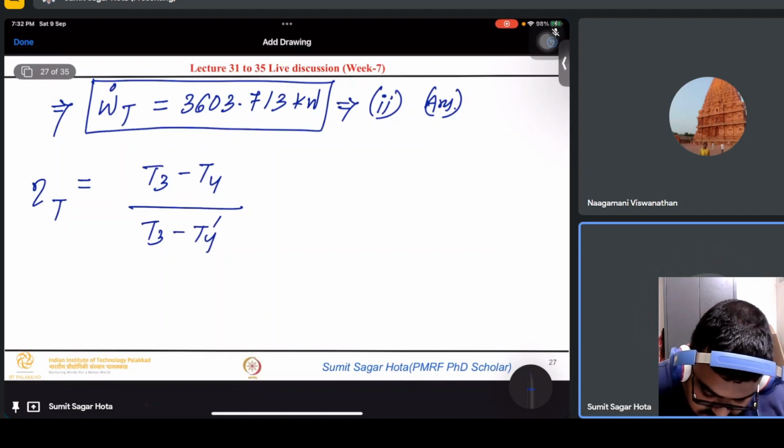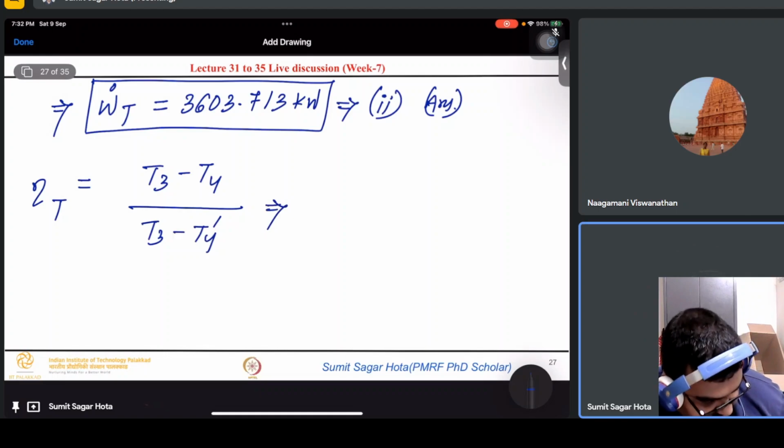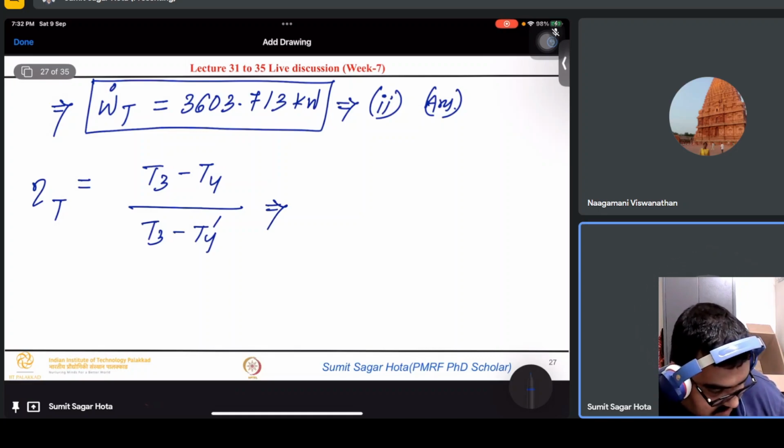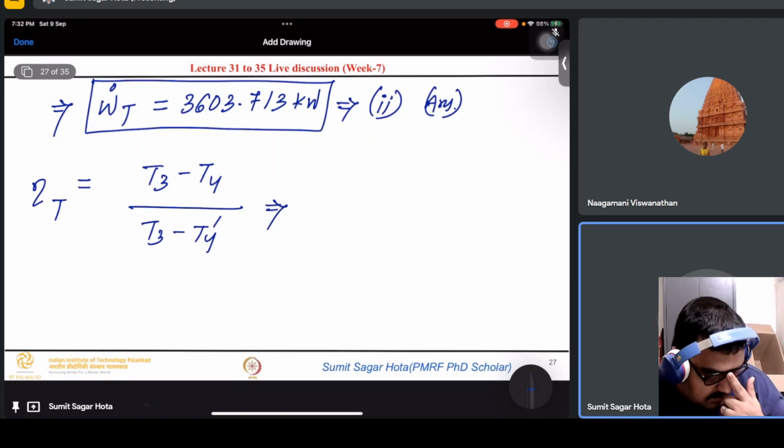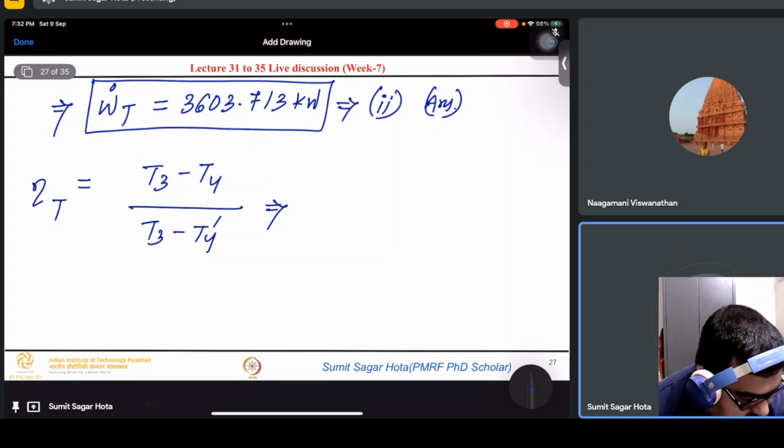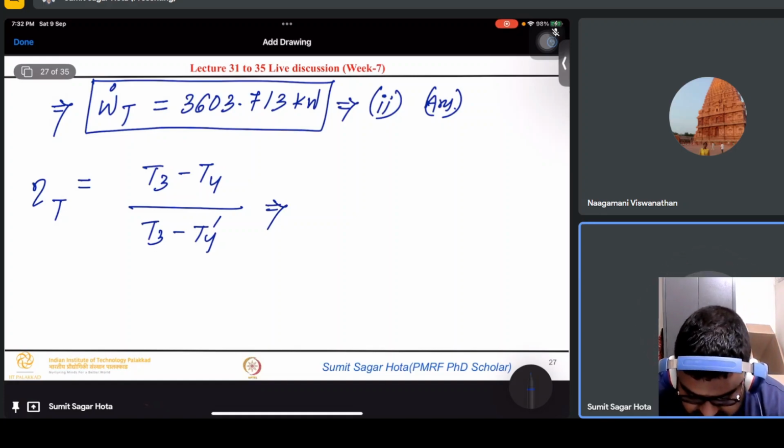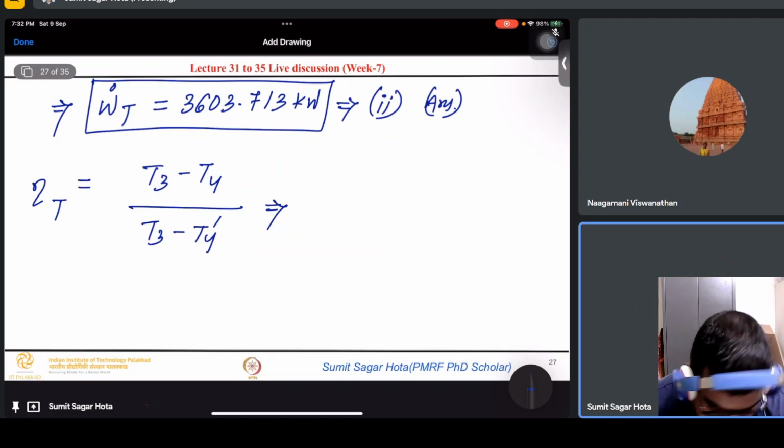Because you see in this question P3 is given, but P4 dash is not given. If we know P4 dash, then only we can calculate using the formula P3 by P4 dash equal to (T3 by T4 dash) to the power gamma by gamma minus 1. That formula we can use, but here there is nothing we can use. That's the reason they should give T4, otherwise it's difficult to find out.